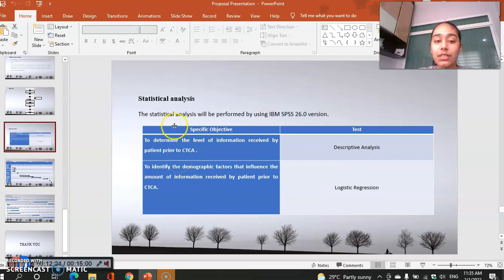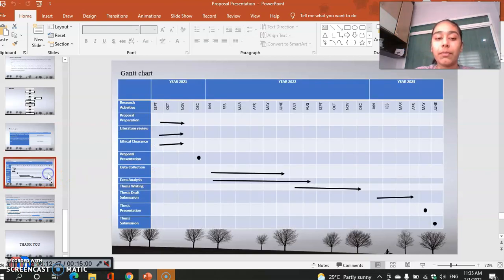As for statistical analysis, it will be performed using IBM SPSS version 26. Descriptive analysis will be used for the first objective, which is to determine the level of information received by patients prior to CTCA. Logistic regression tests will be used for the second objective, which is to identify the demographic factors that influence the amount of information received by patients prior to CTCA.